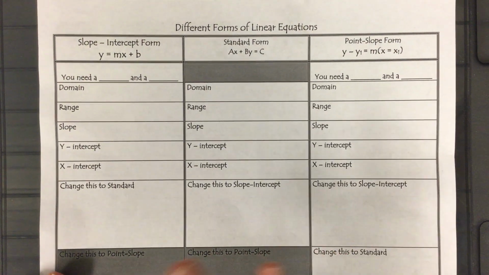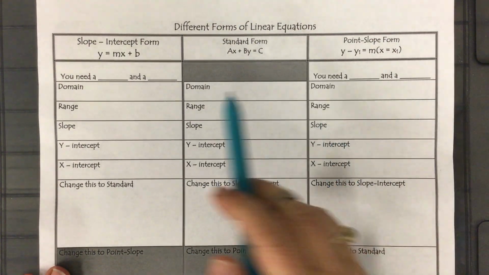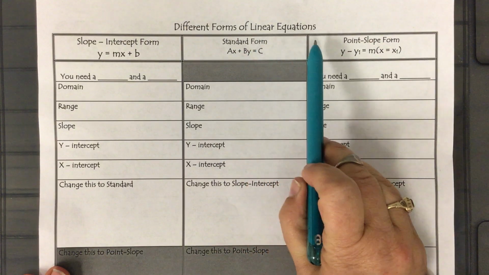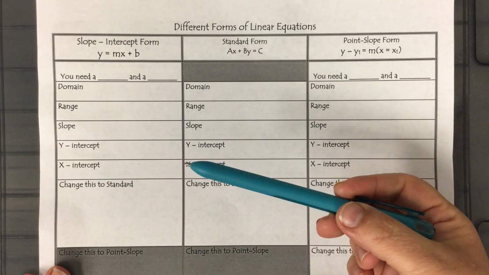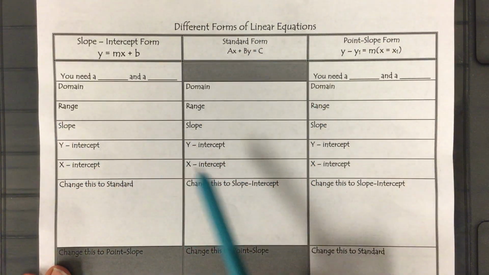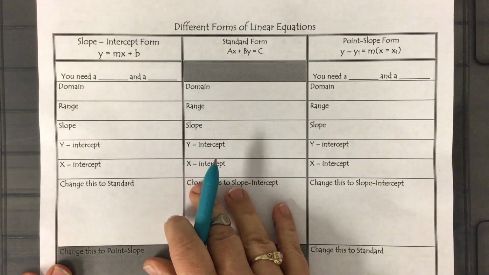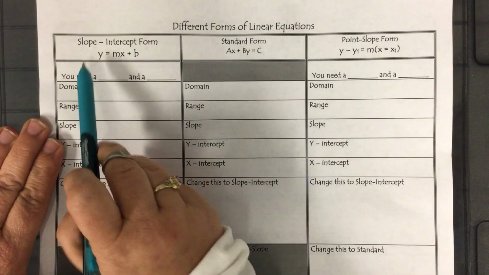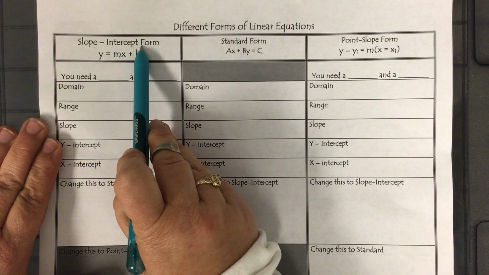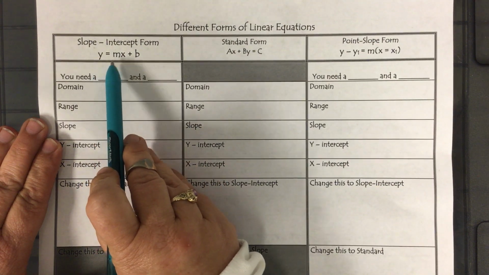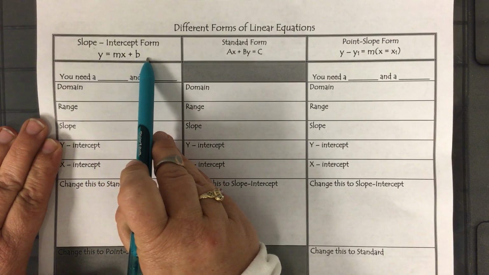Okay, in this last few lessons that you've done, you've learned different forms of linear equations. We're going to review them. As I fill out my sheet, I need you to fill out your sheet, okay? First, we start with slope-intercept form. That's y equals mx plus b.